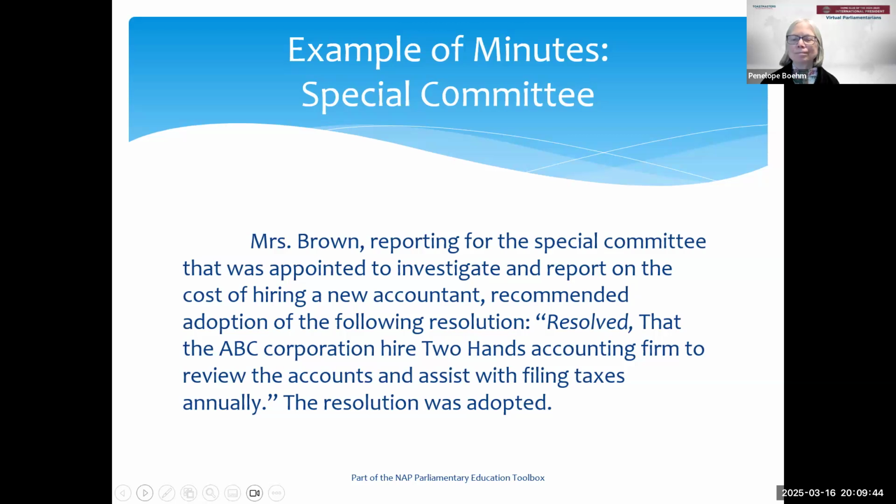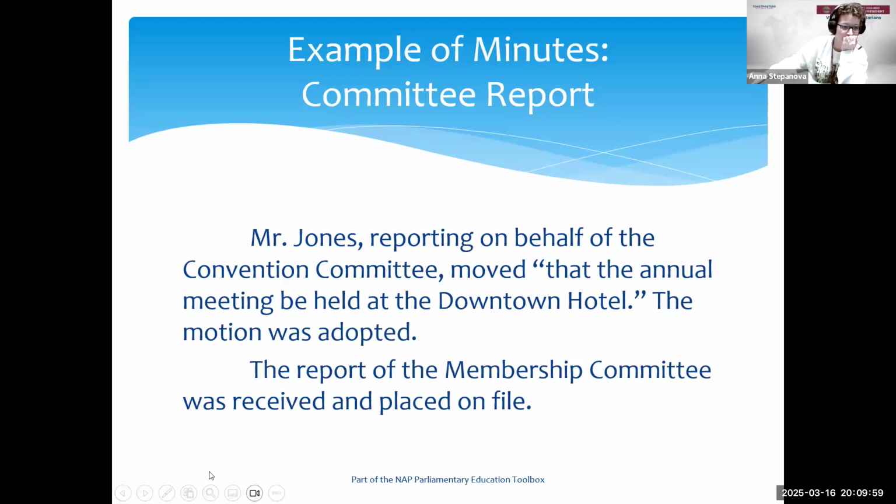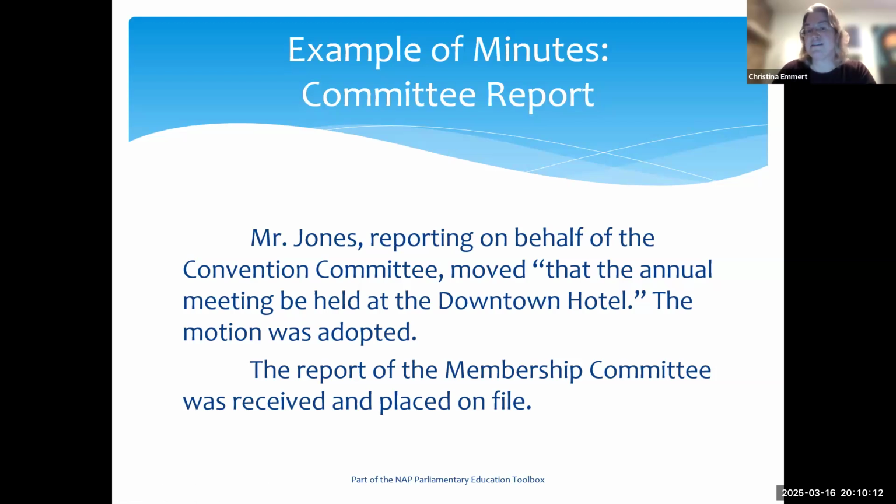Anna? Yeah, I have a question about any reports of committee or officer reports. If there is no motion that was made from the reports, how do we capture these reports in the meeting? So just in the minutes, like this line, it would just say the report of the membership committee was received and placed on file. Members do receive those reports if they're written reports. Like Kay said, I put them behind the minutes, and Kay said that she specifically puts in there that they're for reference, that they're not adopted.